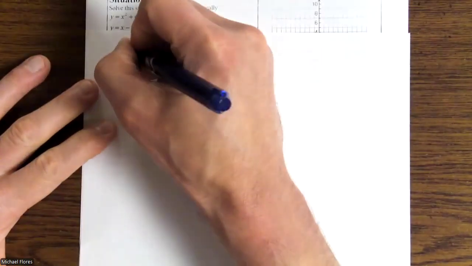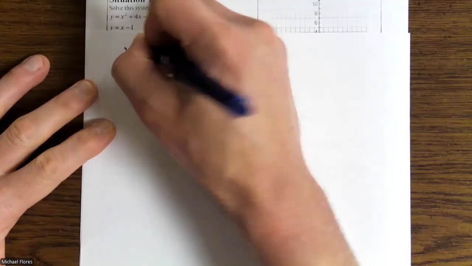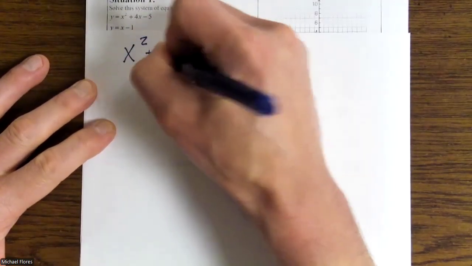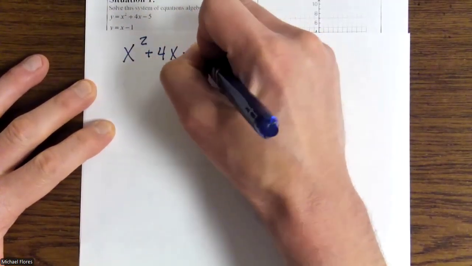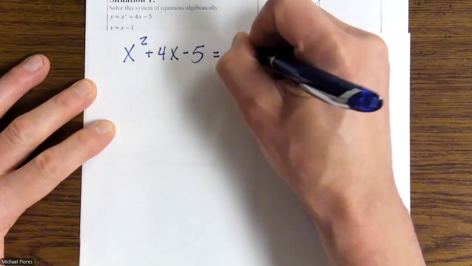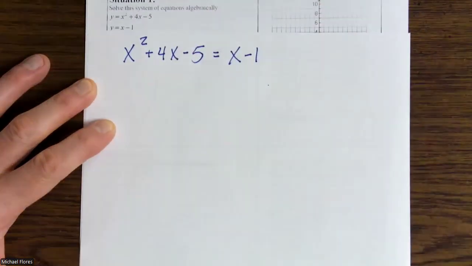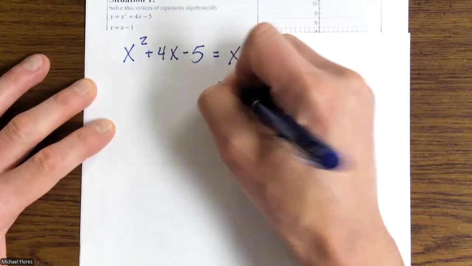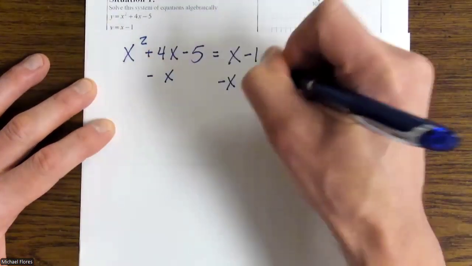So I'm going to do x squared plus 4x minus 5, and we're going to set that equal to x minus 1. Once again, we just took our two functions and set them equal to one another. And now we're going to set the equation equal to 0 by combining like terms.